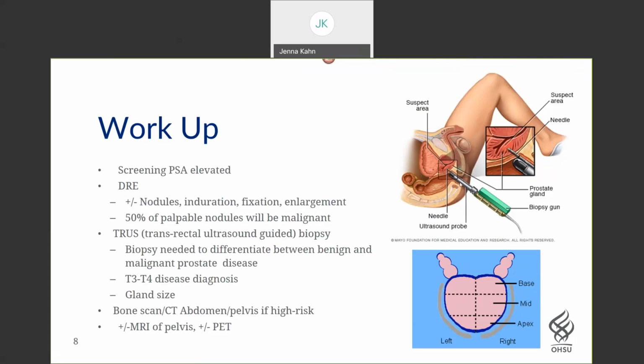You can see here in a picture what a TRUS biopsy looks like. It's an ultrasound and a needle that goes through, and they take biopsies throughout the prostate. Here you can see a depiction of the prostate and how it is broken up into sextants, and biopsies are taken from each of these different areas to make up your prostate biopsy. If the patient has high-risk disease, then we would add in other studies such as a bone scan, CT scan. Sometimes we order an MRI of the prostate, and sometimes we even order a specialized PET scan for prostate cancer.